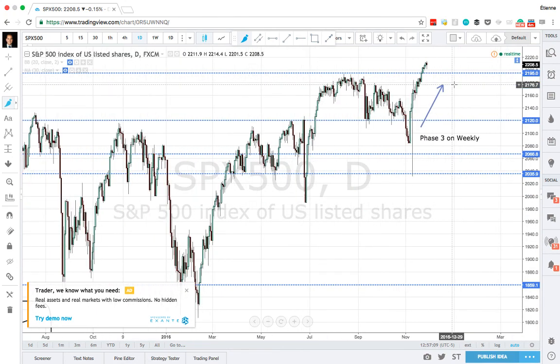S&P, there's not much to talk about. We broke above the highest high. We're waiting now for maybe a pullback, but for now it's really at the top high, so you don't want to buy at this level, to me.